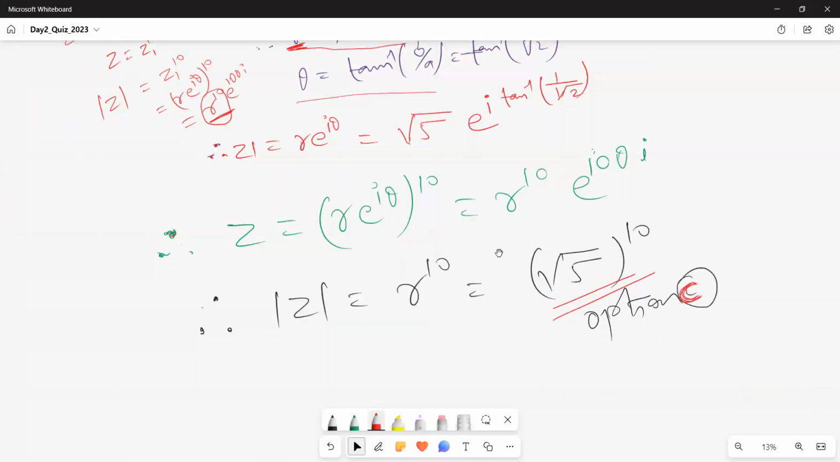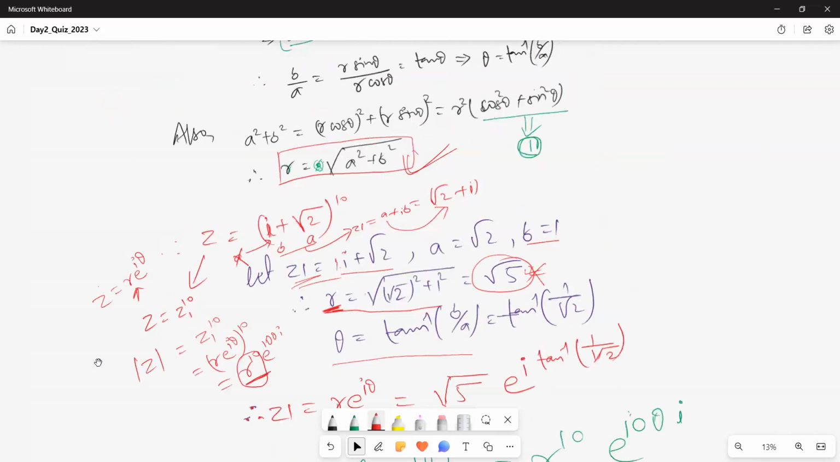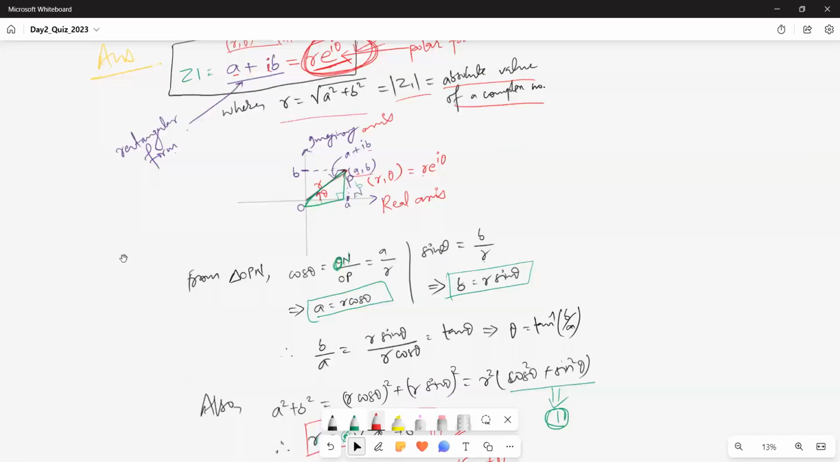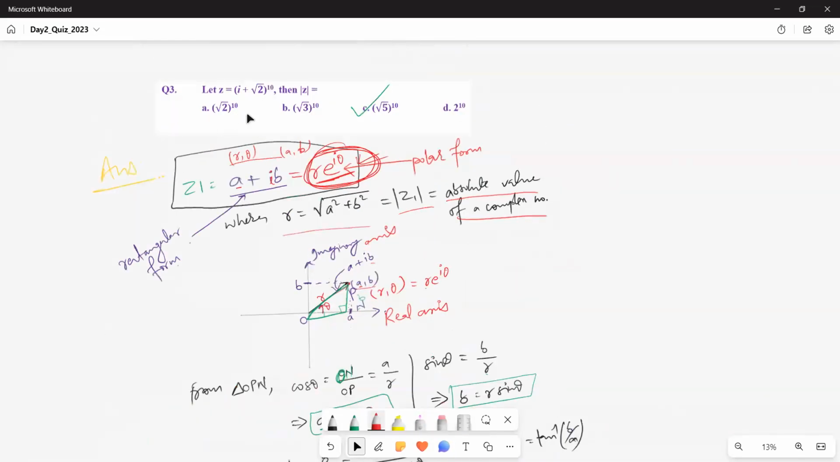Right. So your option will not be root 5, rather root 5 is the absolute value of what? Z1. That is within that bracket, not of root. There we have power raised to 10. Z is power raised to 10 of the root 2 plus 1, I plus root 2, complex number we have, I plus root 2.